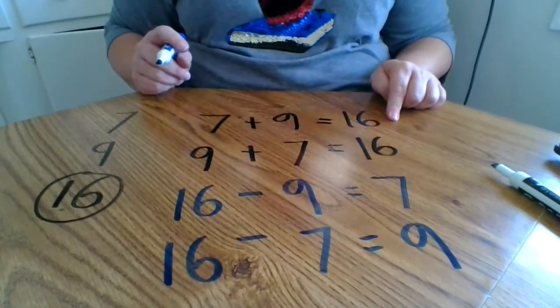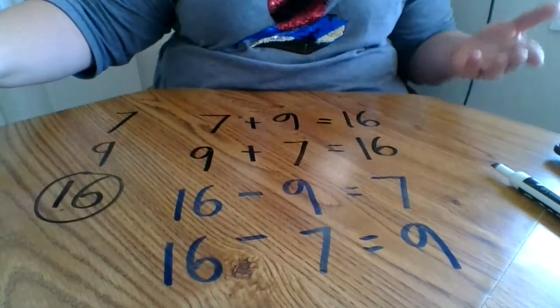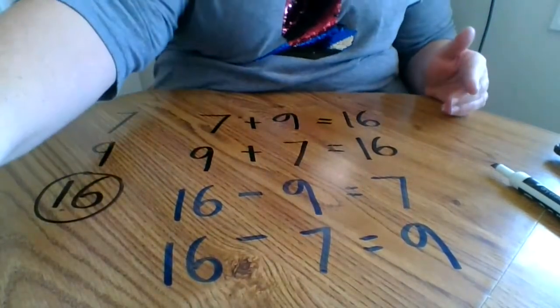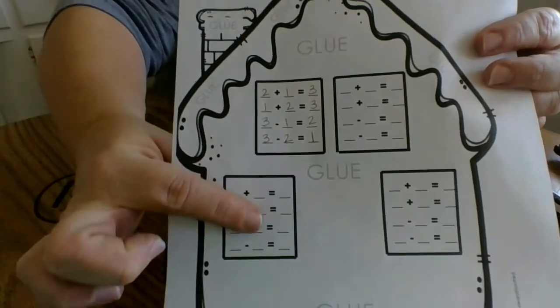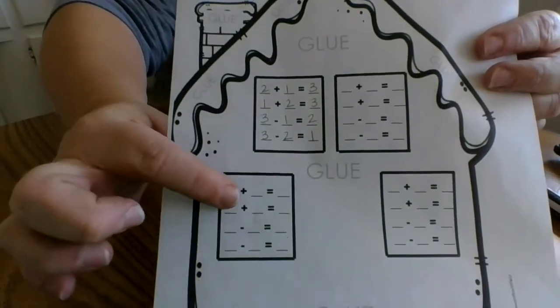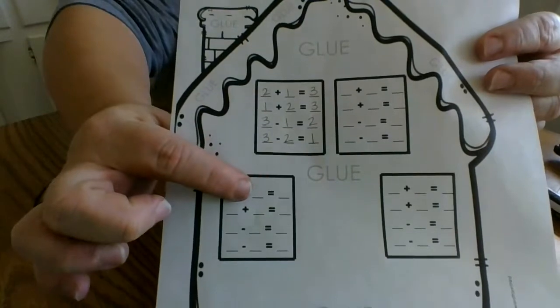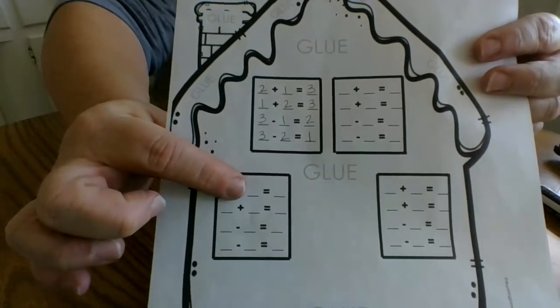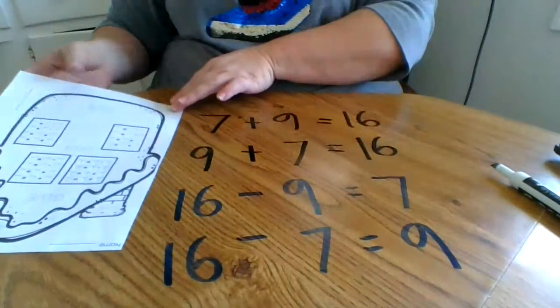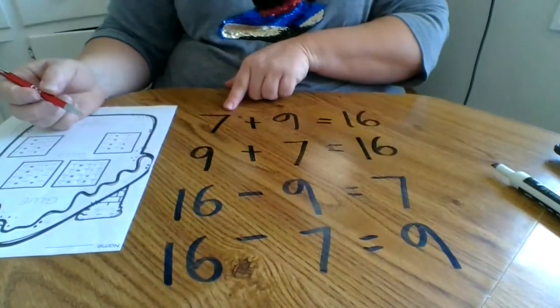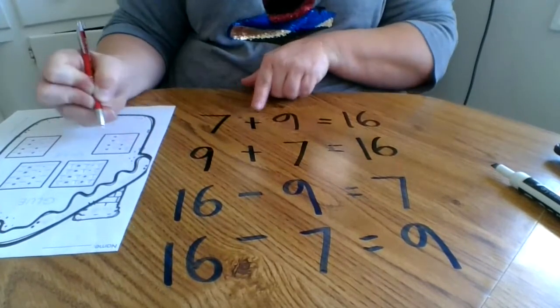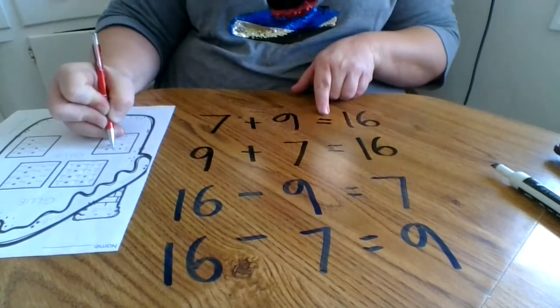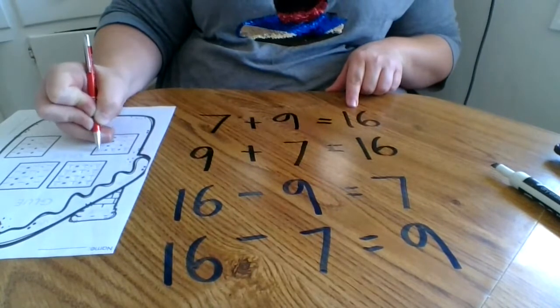the last one. All right, now where are we going to write that on our gingerbread house? That one needs to go right underneath our chimney. We're going to write it right here under the chimney. All right, so I'm going to pull my paper down. We're going to write the very first fact. We're going to write 7 plus 9 equals 16.